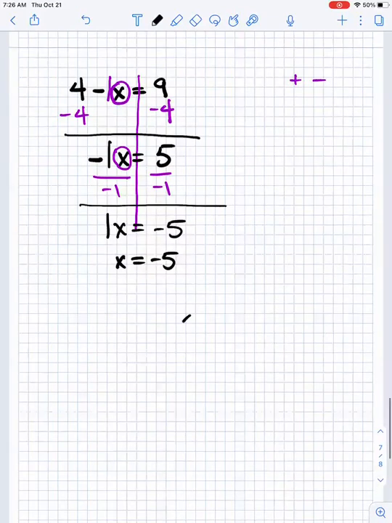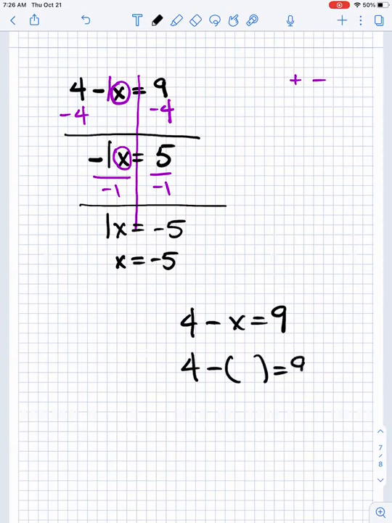I can check this. 4 minus x equals 9. 4 minus, I'm going to replace that x with the negative 5. So remember, we change the minus to a plus. Now my negative 5 becomes positive 5. And 4 plus 5 is 9. And we get 9 is equal to 9, which tells me that all is good.